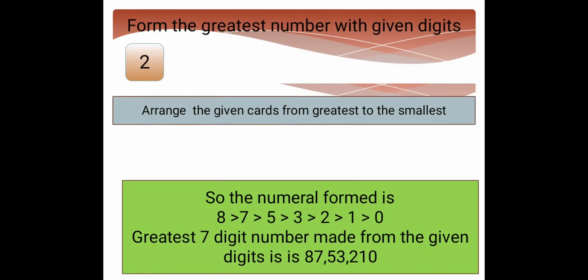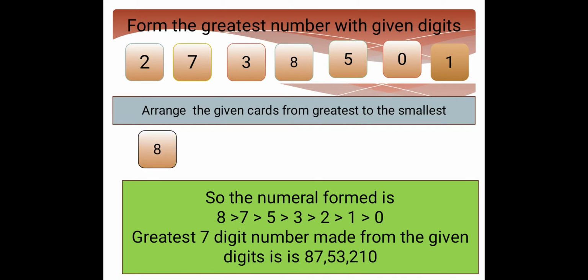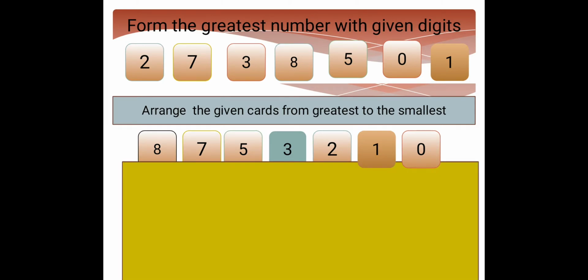So the digits are 2, 7, 8, 3, 8, 5, 0 and 1. So arrange the given cards from greatest to smallest. 8, 7, 5, 3, 2, 1 and 0. So by arranging the numbers in decreasing order, we get the greatest 7-digit number.